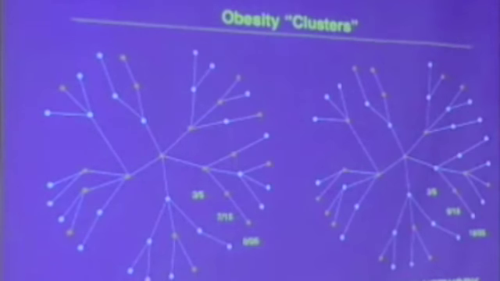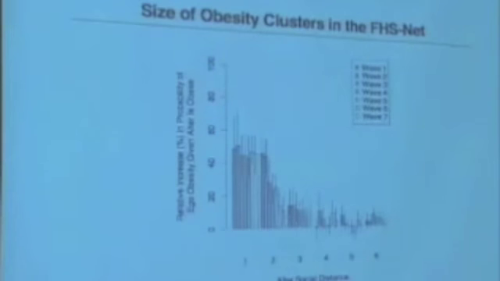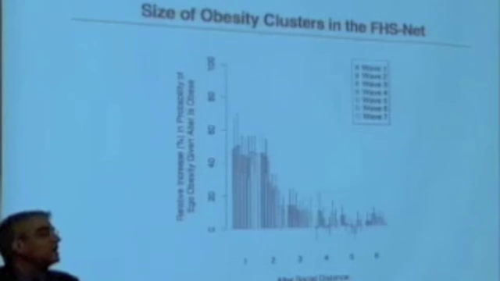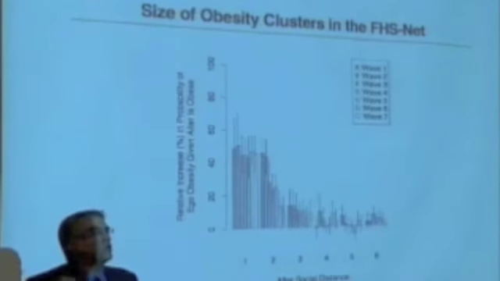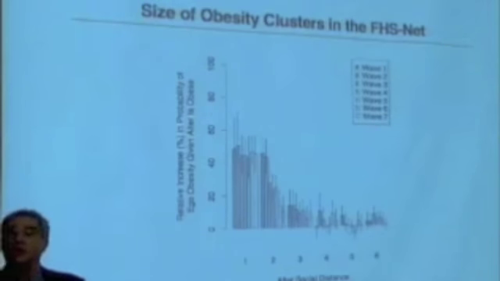Now, when we do this kind of thing, what we find is the following. This shows the size of the obesity clusters in our network. This shows the relative increase in the probability that an ego is obese given that an alter is obese. So this asks the following question. If you know my obesity status, does that give you information about the obesity status of my friends, my friends' friends, my friends' friends' friends? How far away from me do you have to get before there's no longer any relationship between what's happening to me and the people that I'm connected to, either directly or indirectly?